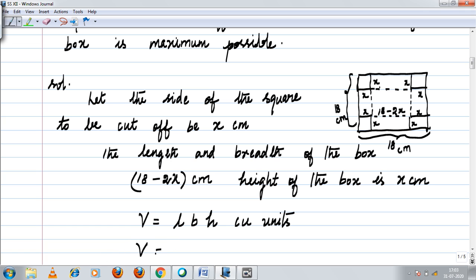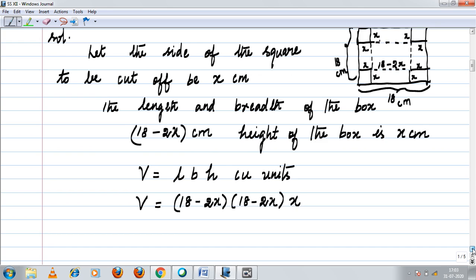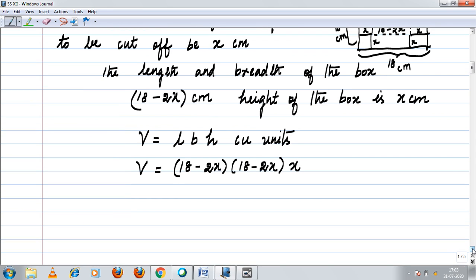Now what is your length? 18 minus 2x. What is your breadth? That is also 18 minus 2x. What is your height? x. Now you understood, children, because the shape it represents is a cuboid. When you fold, you will get a cuboid box, right? So volume is 18 minus 2x into 18 minus 2x into x.